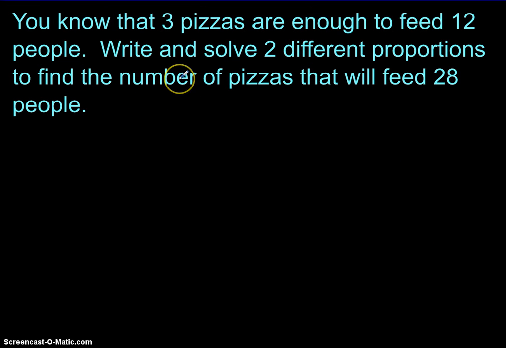Let's look at a word problem. You know that 3 pizzas are enough to feed 12 people. Write and solve 2 different proportions to find the number of pizzas that will feed 28 people. Okay, I'm going to set this up 2 different ways, but you're going to get the same answer either way you set it up. So I can make a ratio, 3 pizzas to 12 people. Okay, and I can make that like this, 3 to 12.